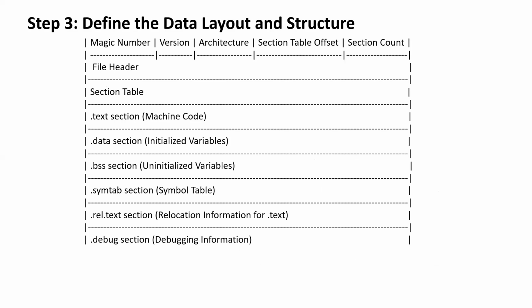Now, this can be thought of as a layout for an object code. So in general, it would be seen like this: magic number, version, architecture, section table offset, section count, and then the rest of the things would be added. This particular picture is created by referencing the ELF32 architecture, the ELF32 file format.